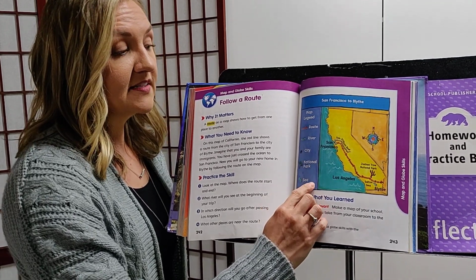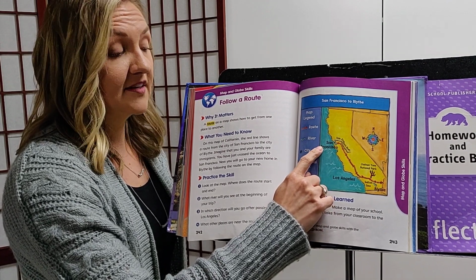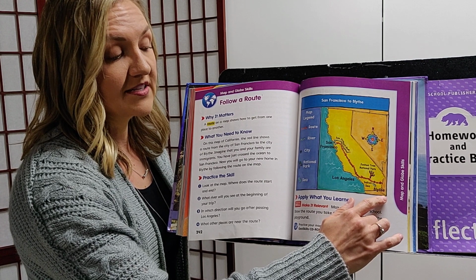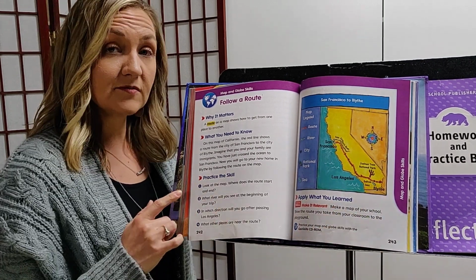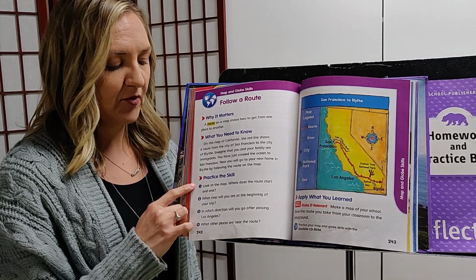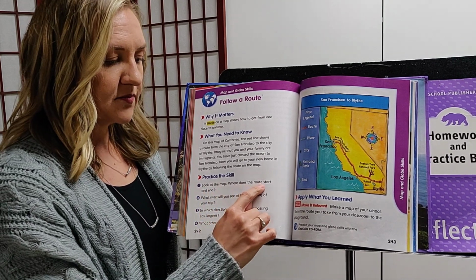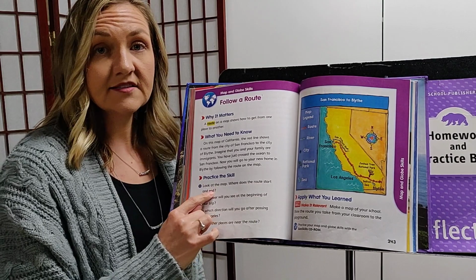We're going to take a look at this information starting off here in San Francisco and traveling on our route along here to get to Blythe. We're going to answer some questions. Go ahead and take a look with me. Number one, look at the map. Where does the route start and end?